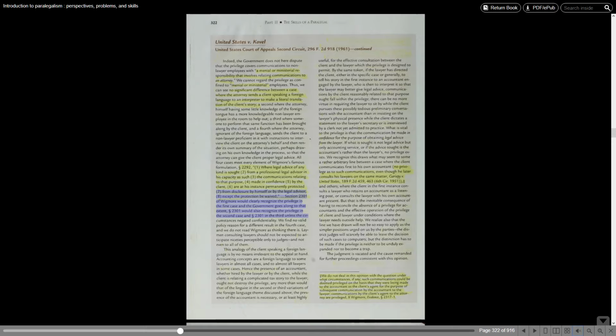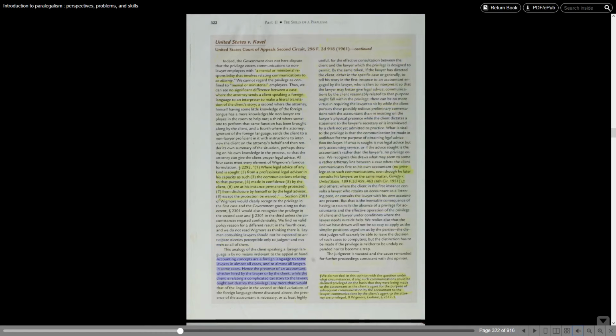Section 2301 of Wigmore would clearly recognize the privilege in the first case, and the government goes along to that extent. 2301 would also recognize the privilege in the second case, and in the third, unless the circumstances negated confidentiality. We find no valid policy reason for a different result in the fourth case, and we do not read Wigmore as thinking there is. Laymen consulting lawyers should not be expected to anticipate niceties, perceptible only to judges and not even to all of them. This analogy of the client speaking a foreign language is by no means irrelevant to the appeal at hand.